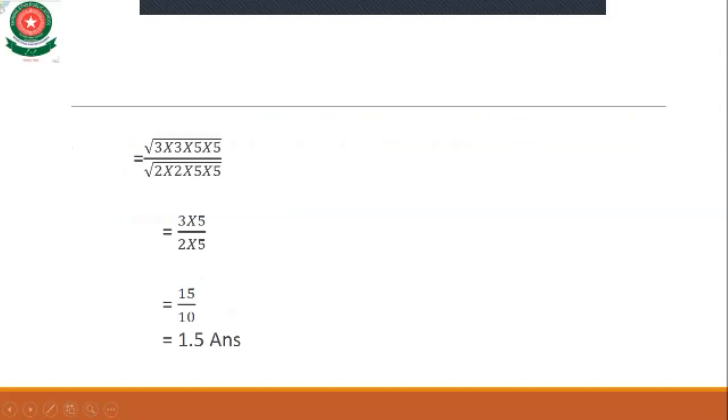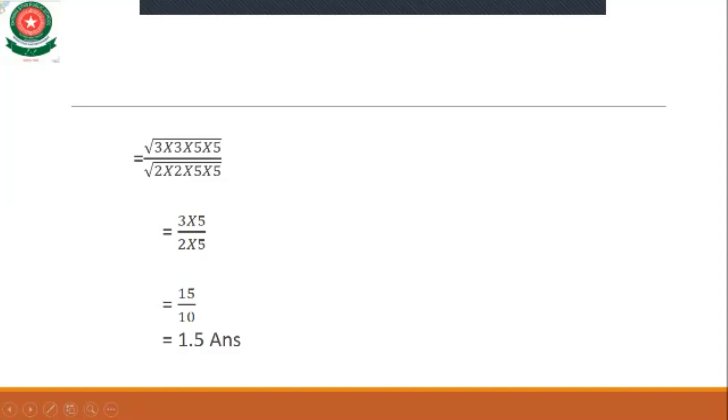And the next is the factors of 100. 2 2s are 4, 5 4s are 20, and 5 20s are 100. So 3 into 3 is 3 square. Square and under root cancel each other, only 3 is remaining. 5 into 5, 5 square, square and under root cancel each other. Similarly, 2 into 2, 2 square, cancel each other. 5 into 5, 5 square, cancel each other, only 5 remaining. 3 5s are 15 and 2 5s are 10. 15 by 10. So our required answer is 1.5.